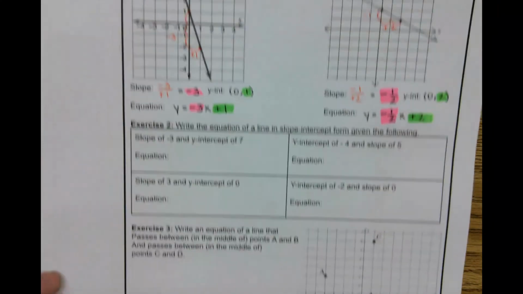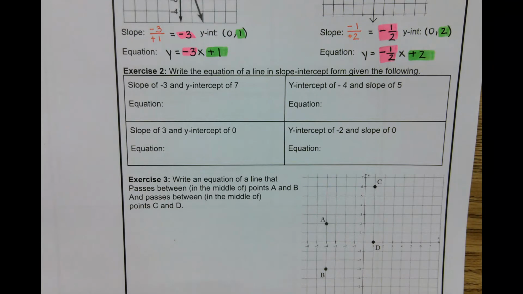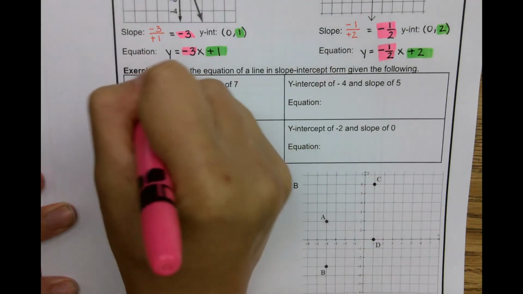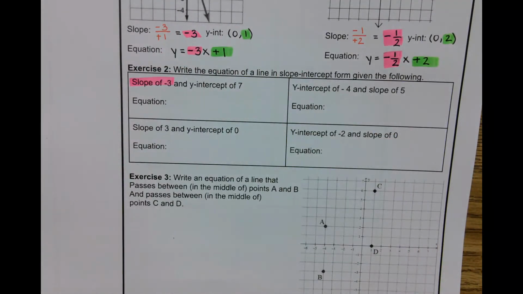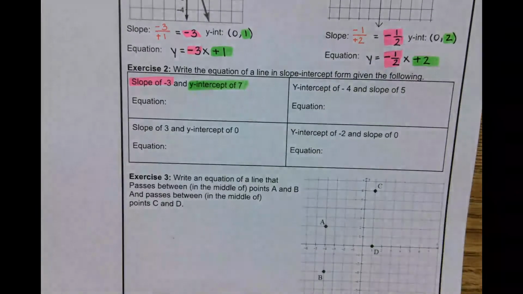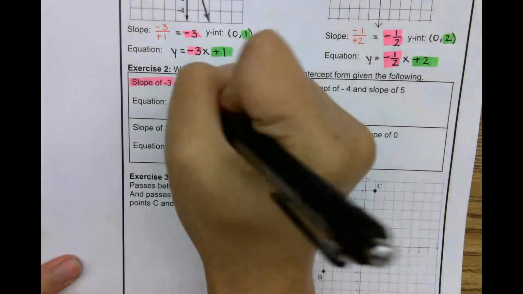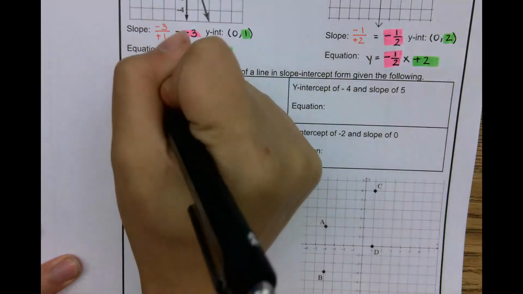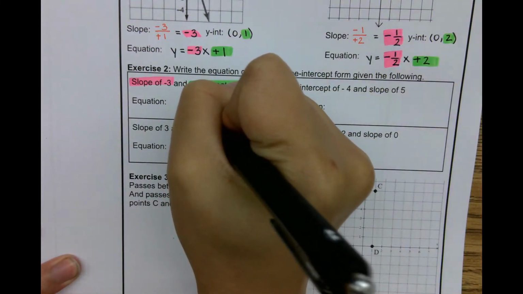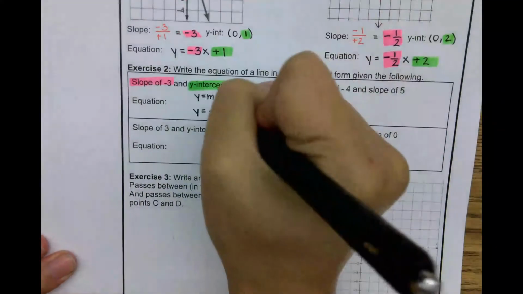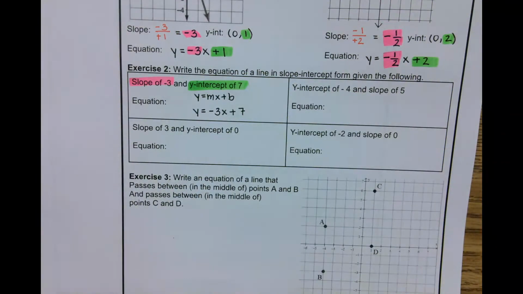Let's do a couple more. This time, instead of being given the graph, we're told it in words. So I have a slope of -3 and a y-intercept of 7. Plugging it into y equals mx plus b, I'm going to plug in my slope for m, so y equals -3x, and then I plug my y-intercept in for b, plus 7. Nice and easy.